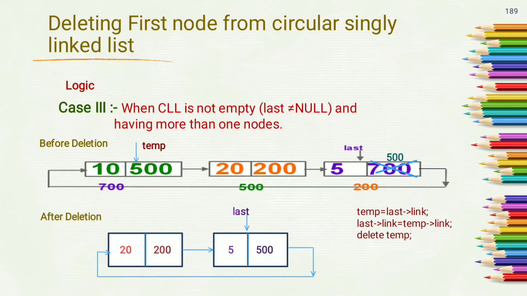Now the last node is pointing to this node, so now we can delete this temp node by writing delete temp. So after deletion, circular linked list contains 2 nodes having value 20 and 5, and last node is pointing to this node.